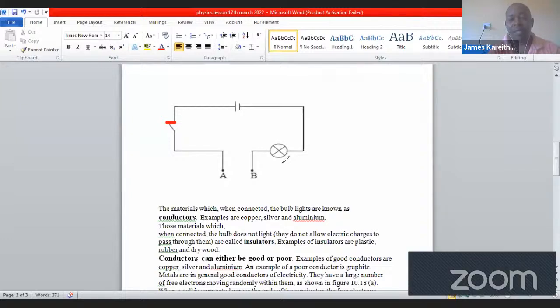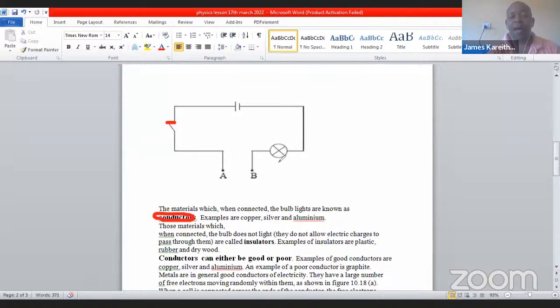If we have such materials, then the general name for all those materials is what we call conductors. Apparently, if you connect a material between point A and point B and the bulb does not light, then that is called an insulator. Number 2, if you connect a material between point A and point B and the bulb lights very brightly, then it means that is a good conductor.